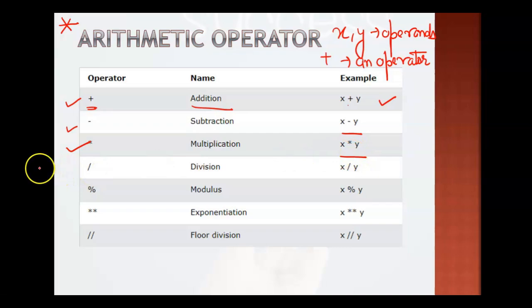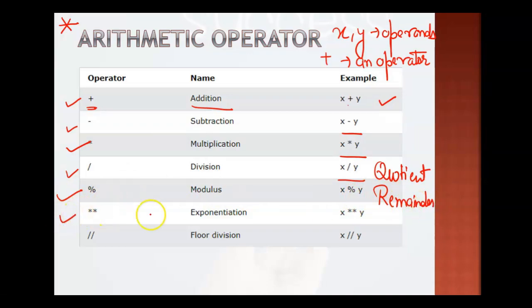Next we have the division sign. Division is a slash, so x divided by y. Division is used to find the quotient. And then we have the modulus sign, which is used to find the remainder, right?